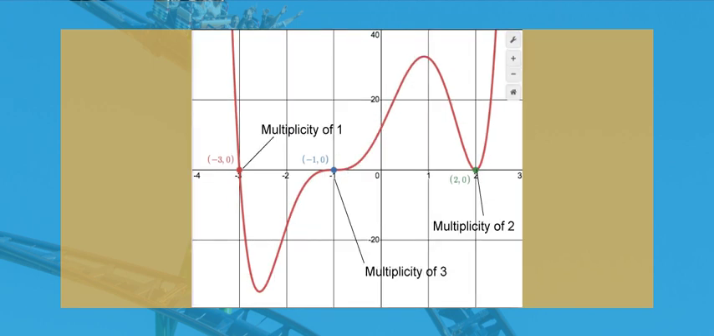The first part of the graph has a multiplicity of 1. The second part has a multiplicity of 3. The third part has a multiplicity of 2. What is the polynomial function? Using the information provided in the graph, we can construct the following 6-degree polynomial with the given x-intercepts. Test it out on a graphing calculator.